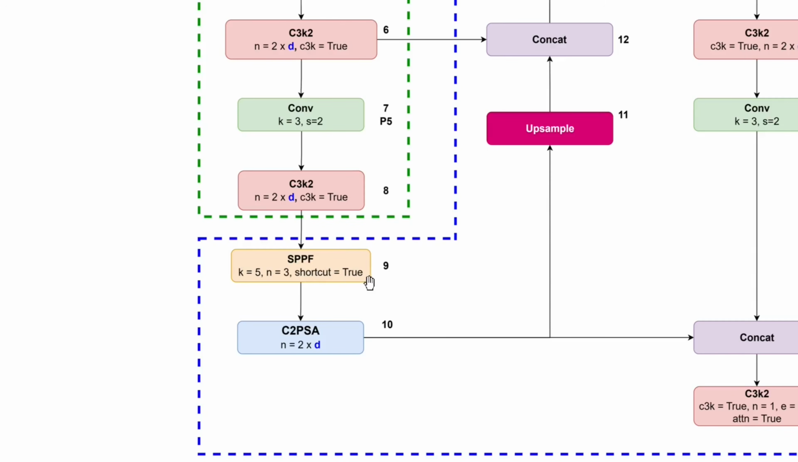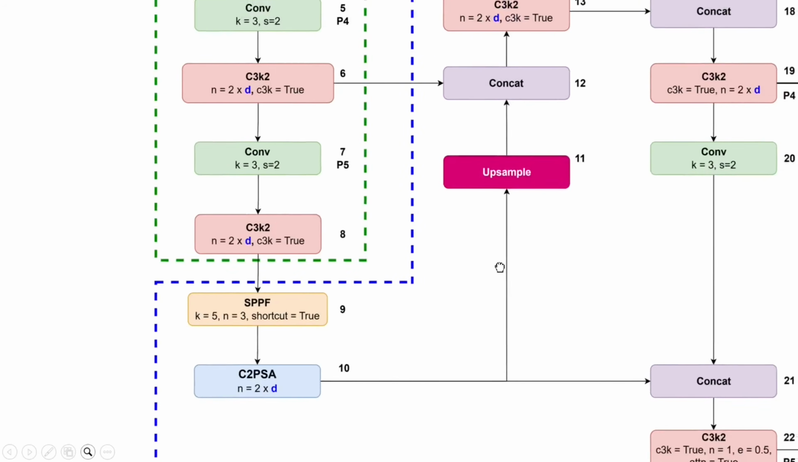After the SPPF block, the architecture continues with the C2PSA block, which stands for Cross-Stage Partial with Position-Sensitive Attention. This block enables the model to learn global relationships between pixels or features at different spatial positions, thereby enhancing the model's ability to capture richer and more informative spatial representations.